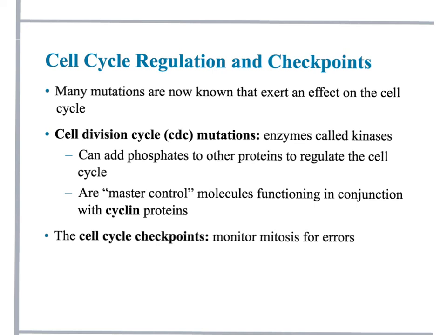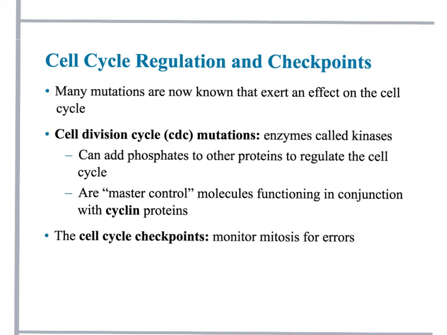An obvious one that passes through is Down syndrome. That's trisomy 21. That's a mutation, but it's not synonymous with cell death. Consequently, the zygote or the growing child continues to develop, even though a mutation has occurred. In cell division, enzymes called kinases typically try to prevent mutations. They can add a phosphate to another protein to regulate the cell cycle, and they are master control molecules functioning in conjunction with cyclin proteins.